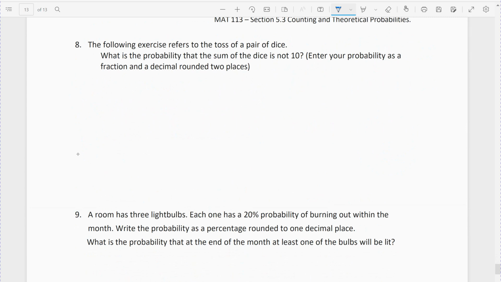Alright, so the following example, we're going to toss a pair of dice. So we're going to do our pair of dice again. What's the probability the sum of dice is not 10? And your probability is a fraction or rounded 2 decimal places.